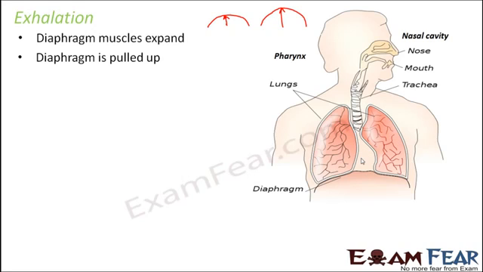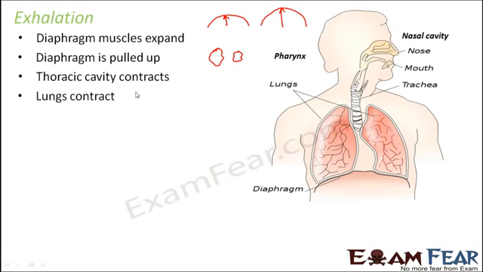The volume of the thoracic cavity will decrease because now it is pushed up. So within this thoracic cavity, there is less space available. So the thoracic cavity will contract. When the thoracic cavity contracts, the lungs will also contract. So if initially this was the lung, now it becomes like this. Therefore, the volume inside the lungs will decrease.